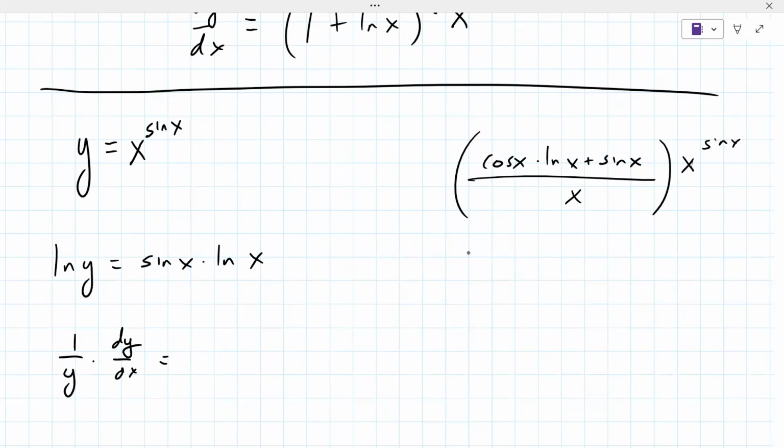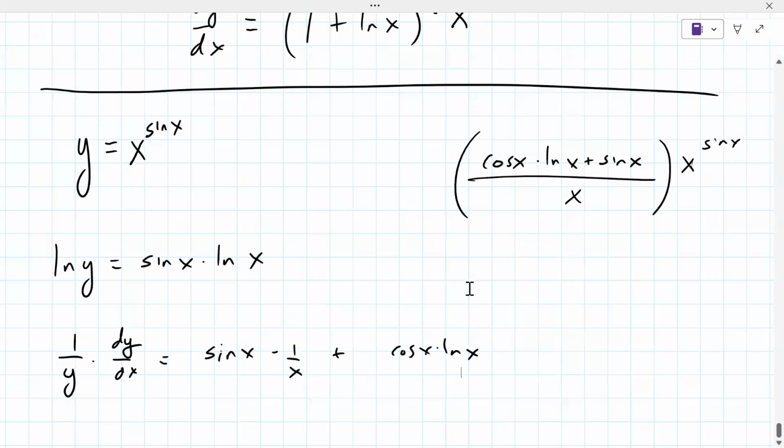And so the left always becomes 1 over y times dy dx. On the right, it's product rule. It's sine x times 1 over x plus cosine x times natural log of x, which is kind of what you have here. I have cosine x times ln of x, plus sine x. You can't just put it all over x.